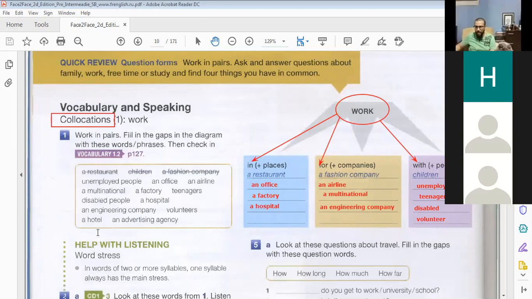What about a hotel? Place. I think it's a place. You can think of hotels as companies, but it's a bit weird. I don't think we can say work for a hotel. Maybe in a hotel is a little better. So you work in a hotel. What about an advertising agency? What do you think? Companies? Yeah, advertising agencies are usually companies, right? Yes. Okay. So let's check. Advertising agency.